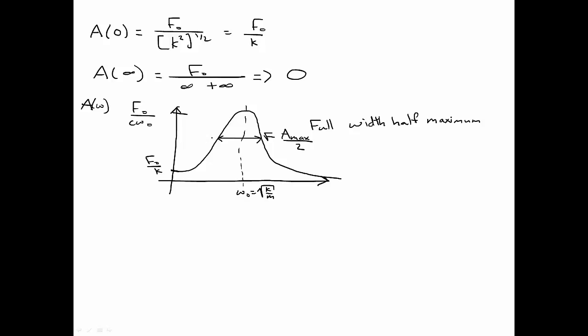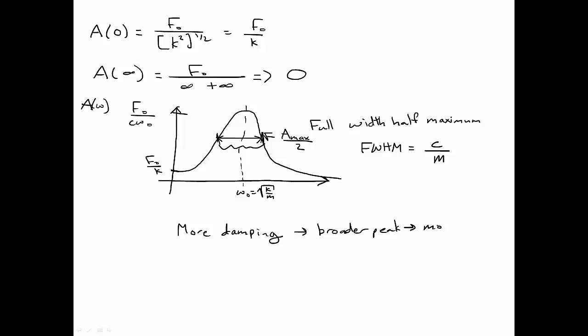And you just want to see what frequencies are at either end, and then find how wide this is. So it's a measure of how sharp the peak is. Now we're not going to go through all of this, but what it comes out to is that the full width half maximum for this peak is the drag coefficient divided by the mass. So when there's more damping, we get a broader peak. And we know that more damping corresponds to more energy loss.